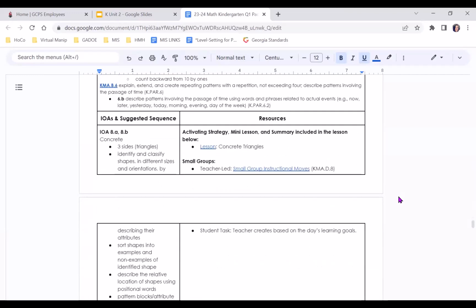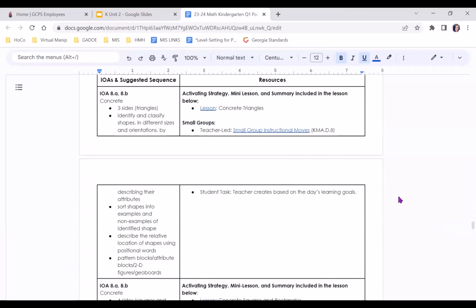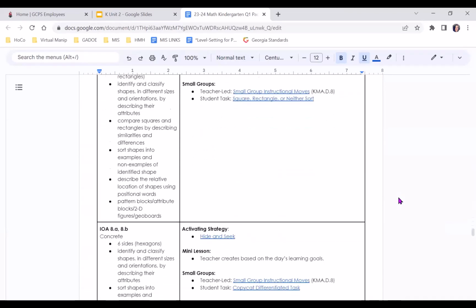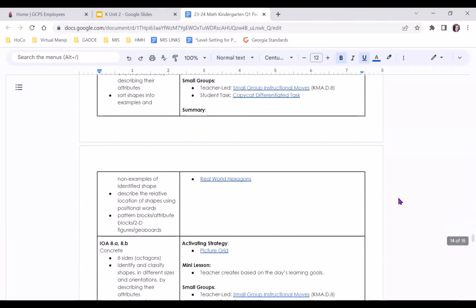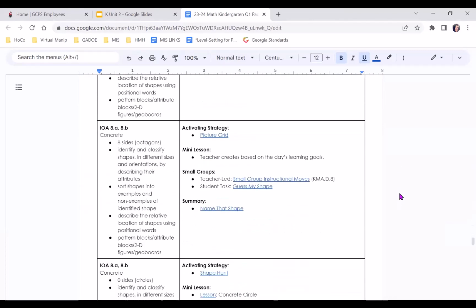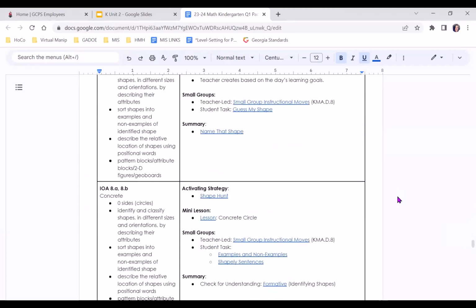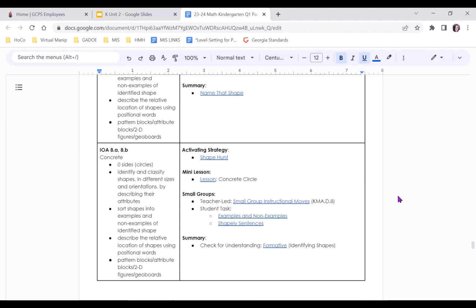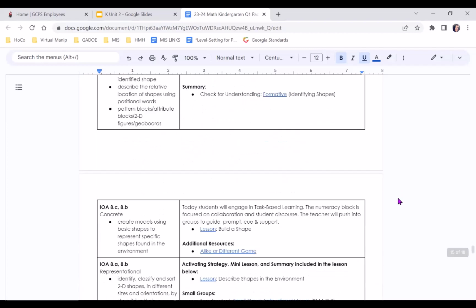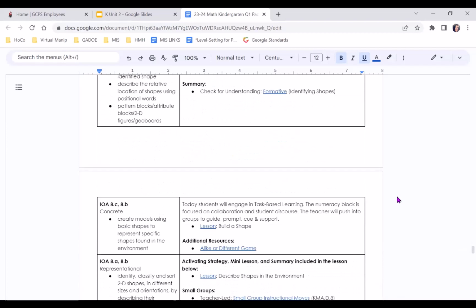During this time, we will spend approximately 6 days at the concrete level in which we will introduce a shape a day and create an anchor chart to support students as they identify and describe the attributes of two-dimensional shapes, including the number of sides and vertices for each shape. We will classify shapes in different sizes and orientations, as well as sort shapes into examples and non-examples of identified shapes. During this time, we will also create models using basic shapes to represent specific shapes found in the environment.